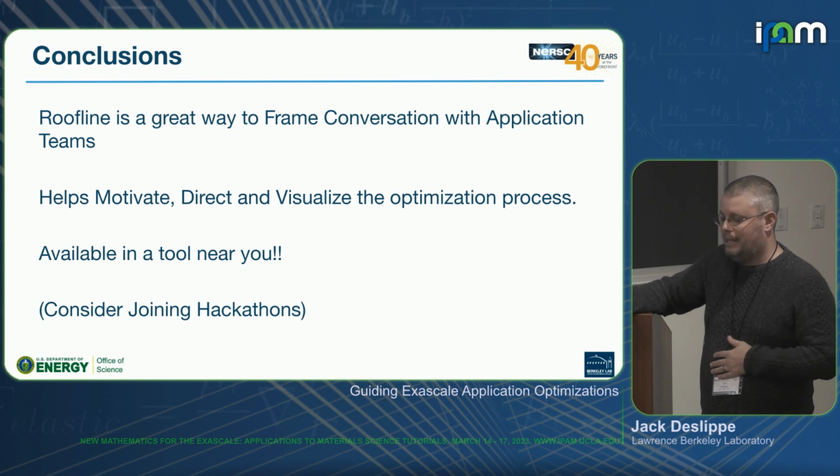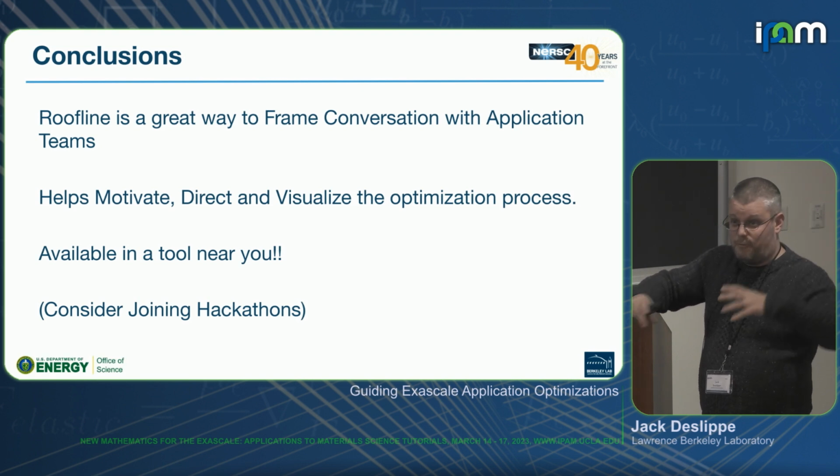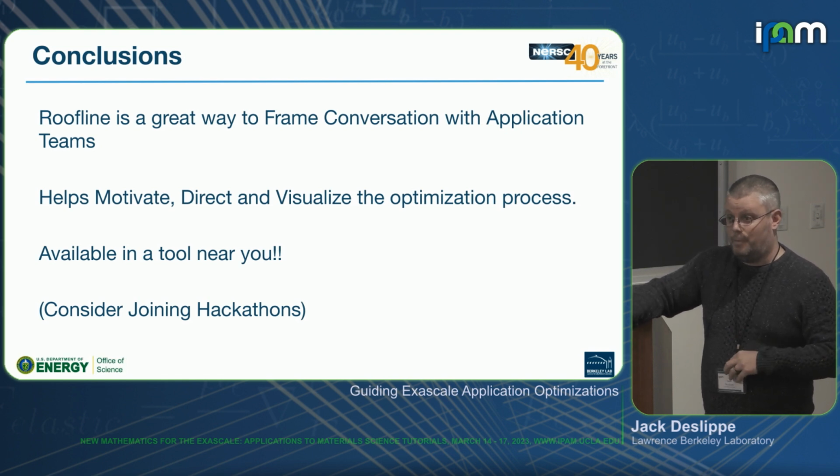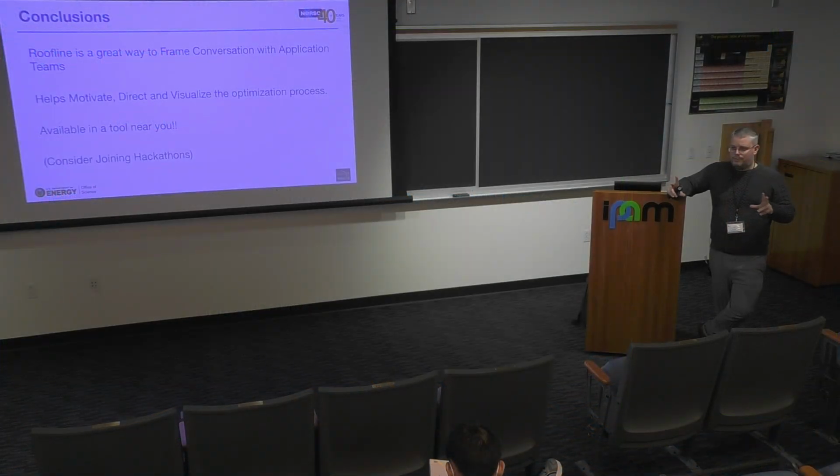So I hope I convinced you that the roofline model can be a great way to frame the conversation about application performance with a science team. It's hopefully pretty easy to wrap your head around, but also useful and actionable. And one thing I want to mention is it's also available in a tool near you. On CPUs, you can get the roofline plots right out of Intel Advisor, and on NVIDIA GPUs, you can get it right out of the Insight tool.